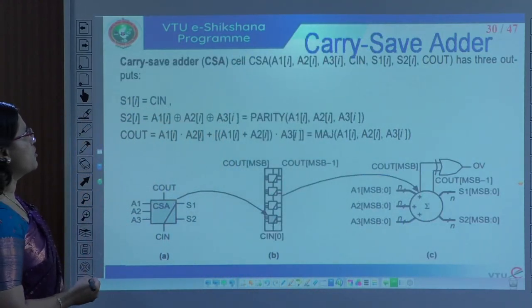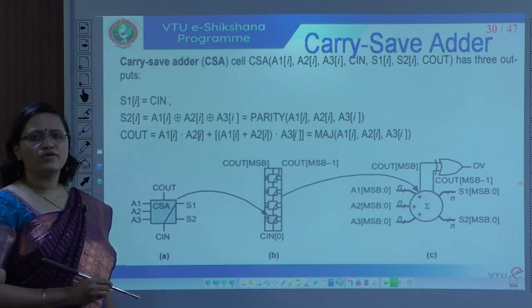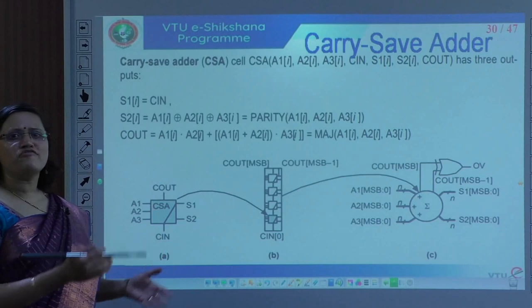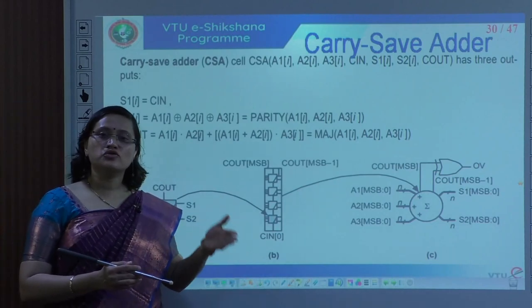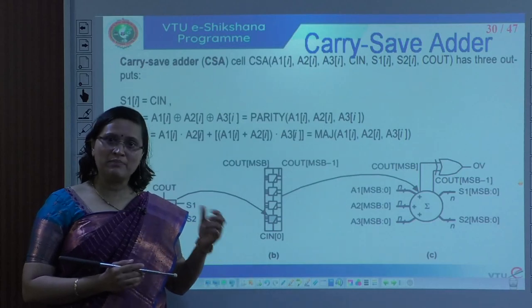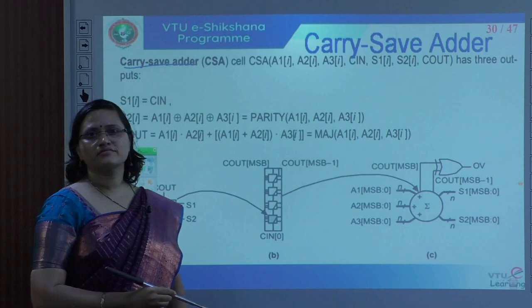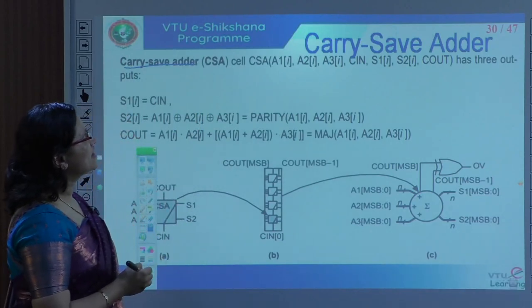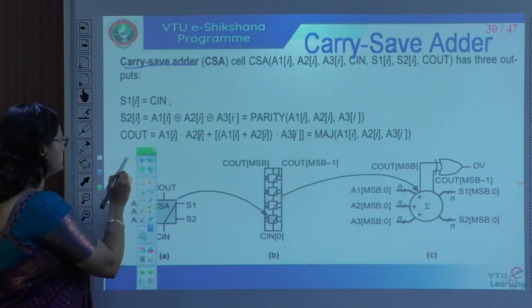So the next concept is the carry save adder. Instead of the carry being propagated through each stage of a ripple carry adder, we can go for a carry save adder. So you can see here.